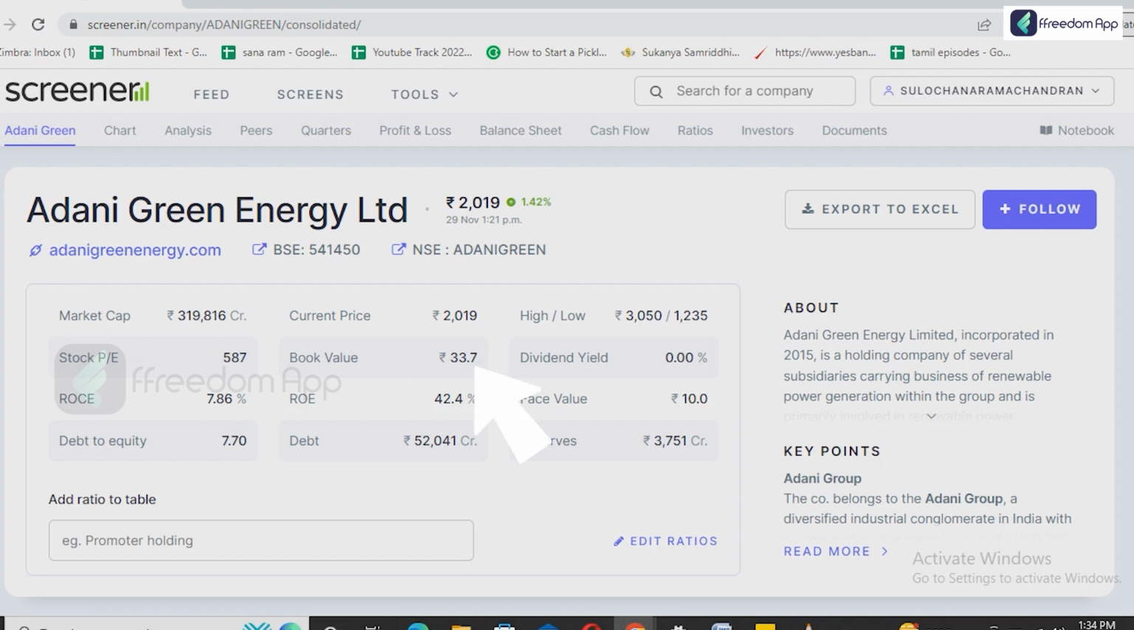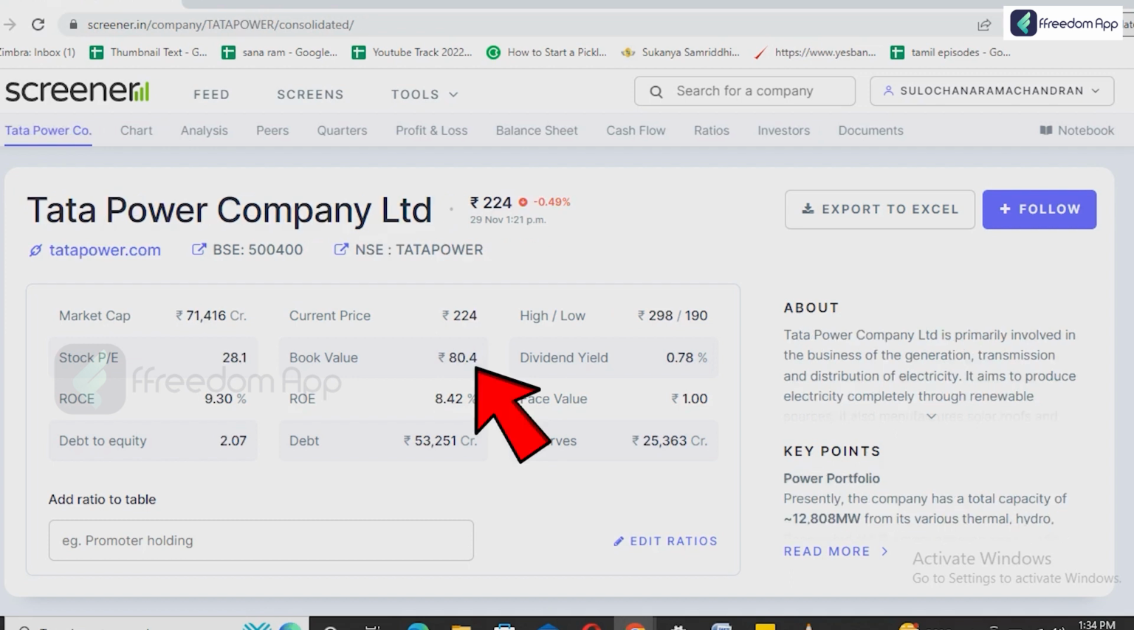So the next thing we are going to speak about is book value. Book value is nothing but assets minus liabilities. So this has to be more. Speaking about Adani Green Energy, it is 33.7. And when it comes to Tata, it is nearly 80. So Tata is better here.